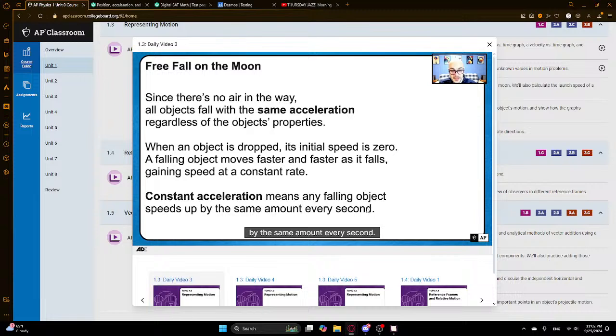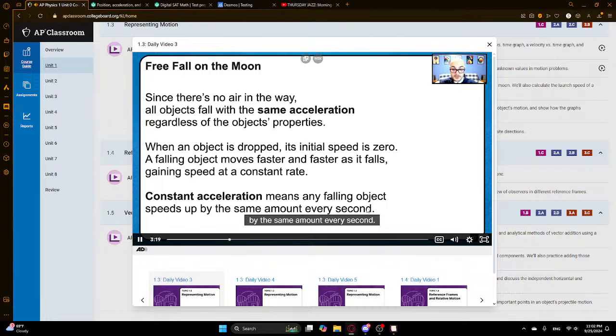Constant acceleration means any falling object speeds up by the same amount every second. Same amount every second.